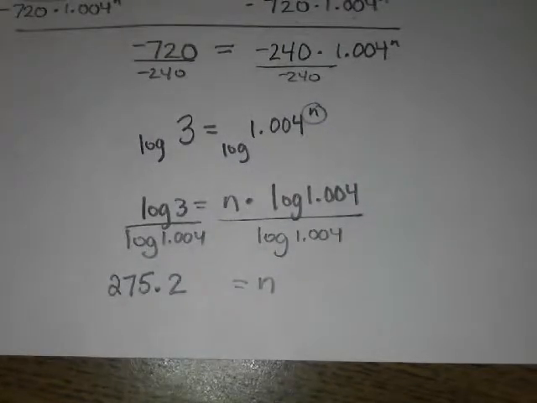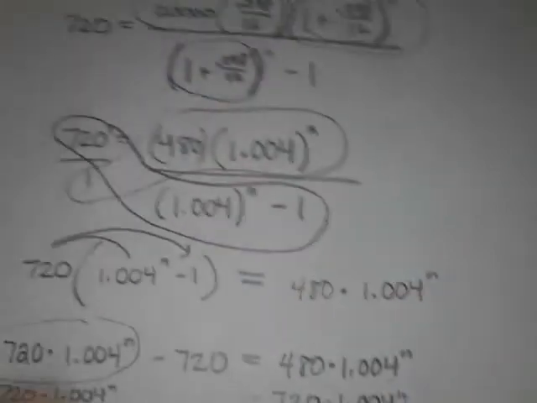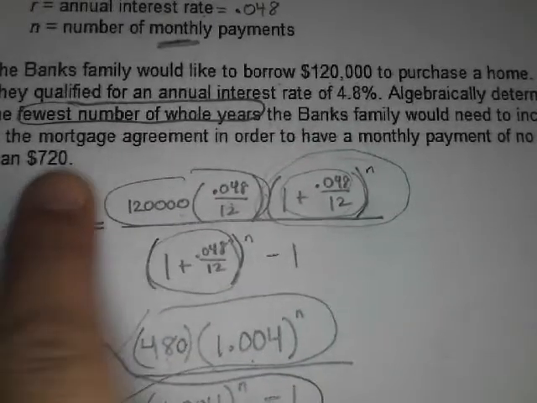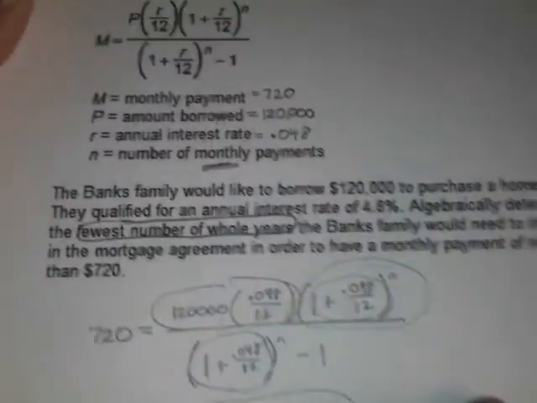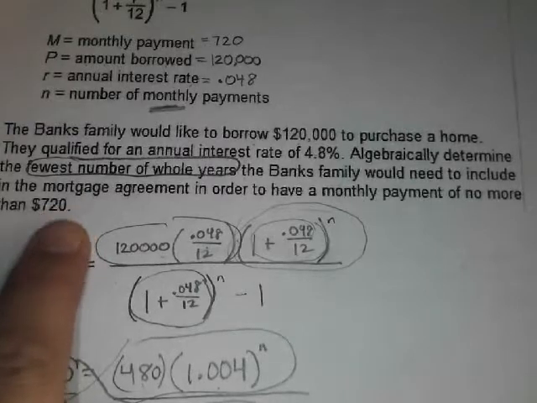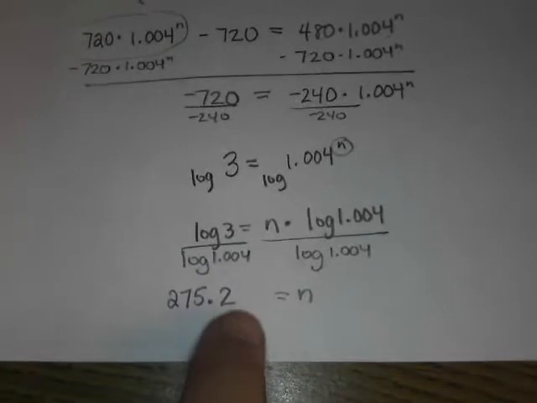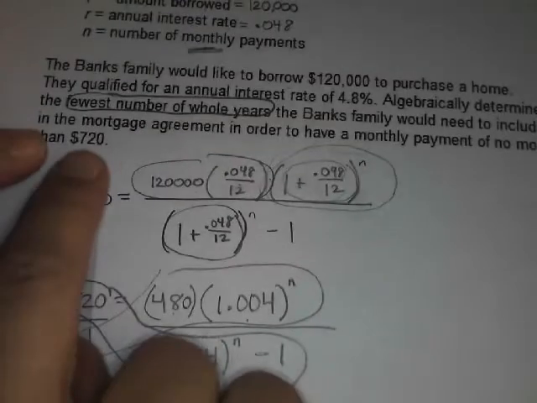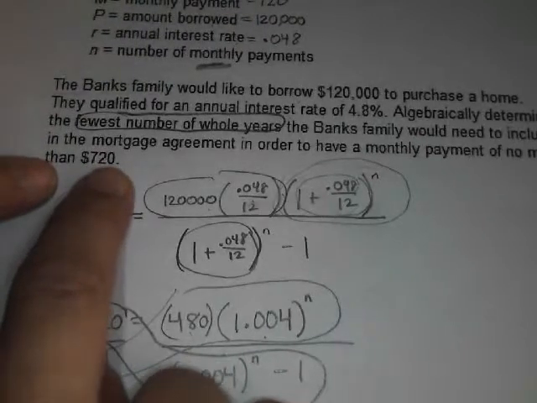Okay? That's how many payments I would have to make if I was maximizing my monthly payment of exactly 720. Remember, 720 is the maximum. I can pay no more than 720. So obviously I can't make that exact number of monthly payments, right? My monthly payment can't go over 720. So it's not like I can up the amount that I'm paying per month.